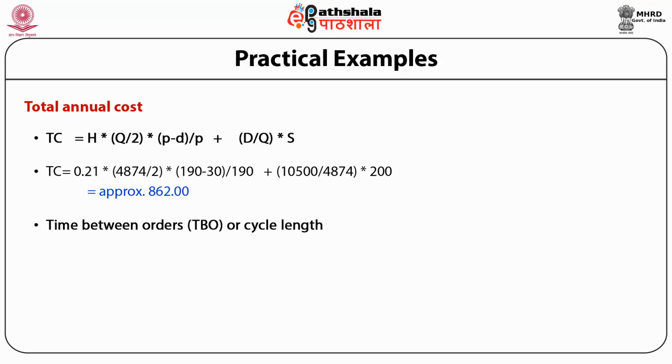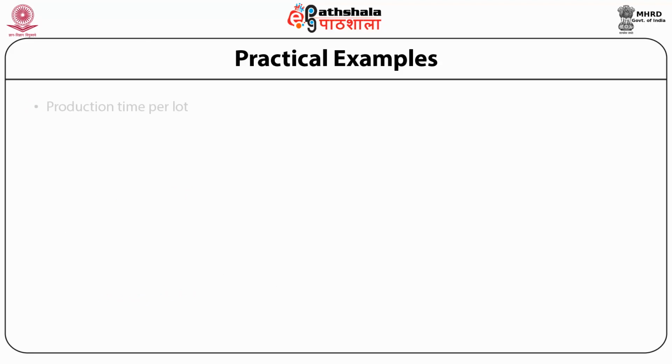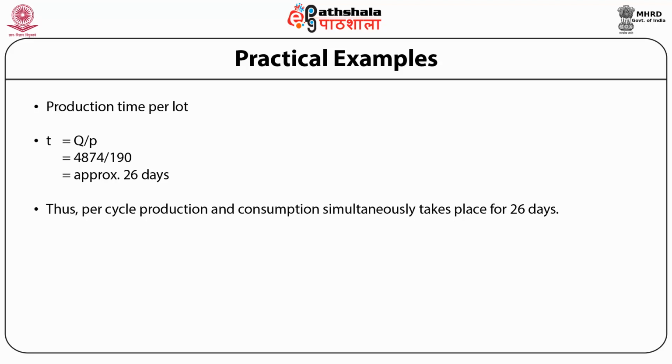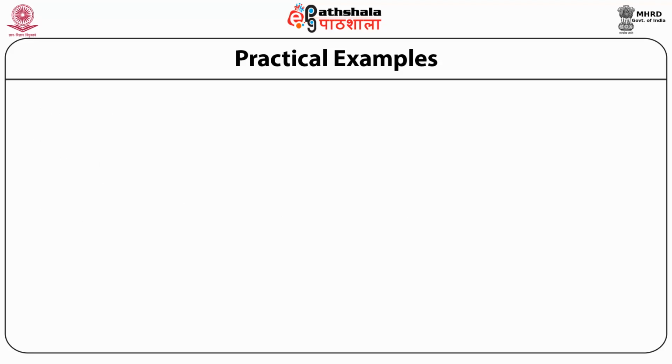Time between orders TBO or cycle length TBO equal to Q upon D, 4874 upon 10,500 into 350 days per year, approximately 162 days. Production time per lot T equal to Q upon p equal to 4874 upon 190, equal to approximately 26 days. Thus per cycle, production and consumption simultaneously take place in 26 days.